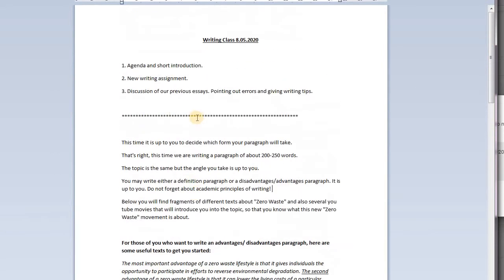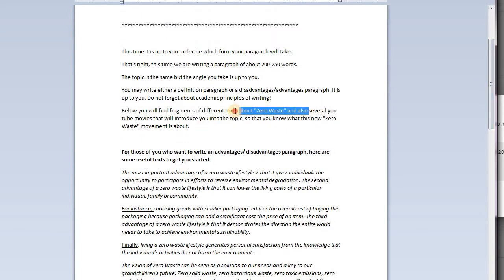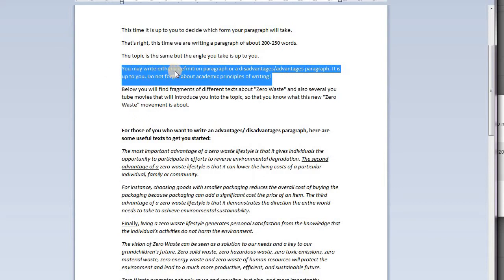So you have a description of the lesson here in the lesson agenda. And this time we will be writing a short paragraph about zero waste. If you don't know what zero waste is, don't worry. After this lesson, you will know what that is. You are supposed to write a paragraph about zero waste, and you can take two angles. You may write either a definition paragraph or an advantages disadvantages paragraph. It is up to you.